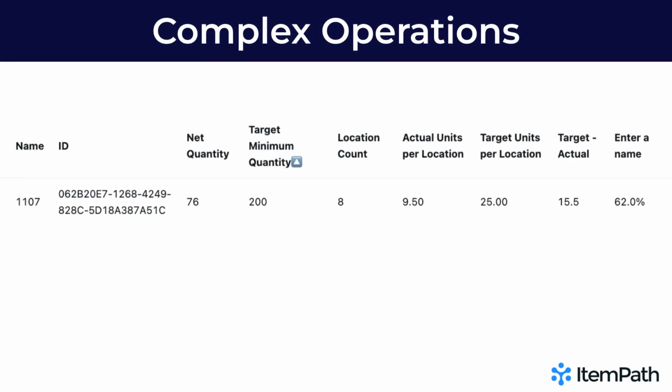In the final report, I have only one result. This is because I've added a filter to only show materials where the target minus actual value is greater than 0, filtering out any materials that aren't under target yet. To learn more about filters, take a look at our Report Filters tutorial.